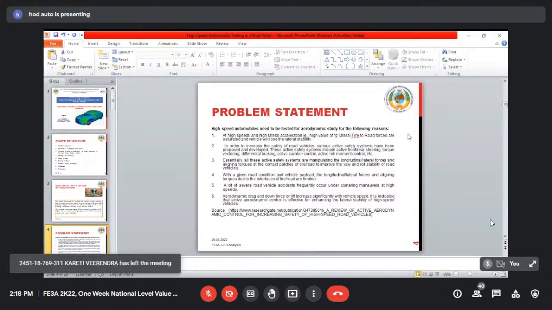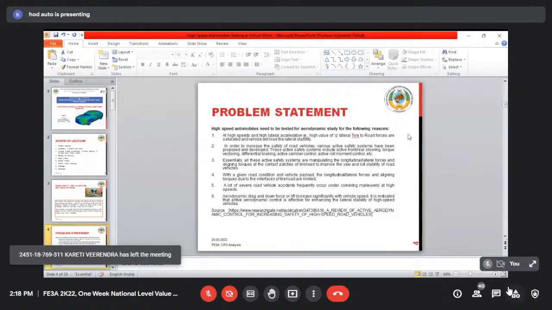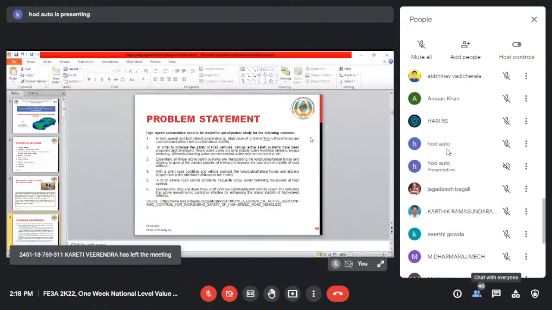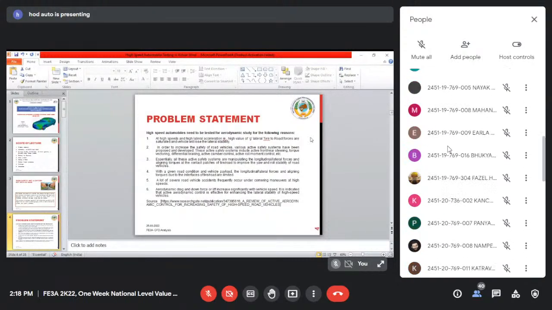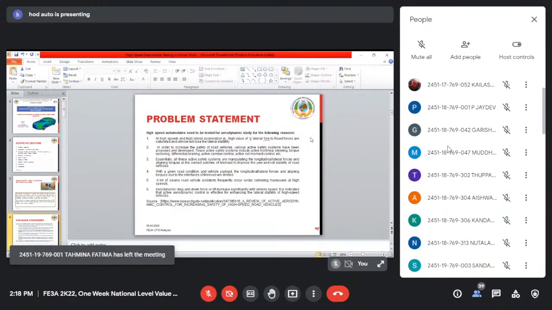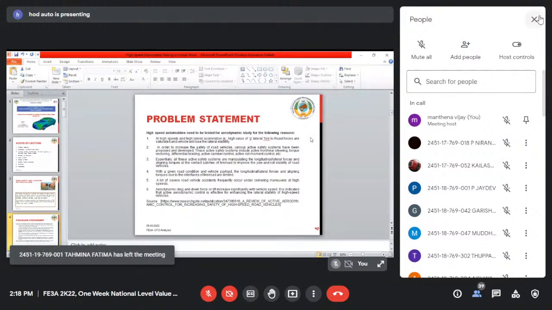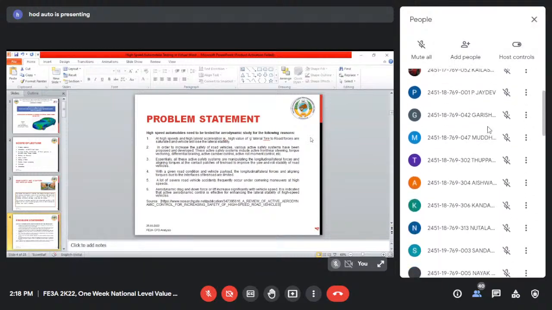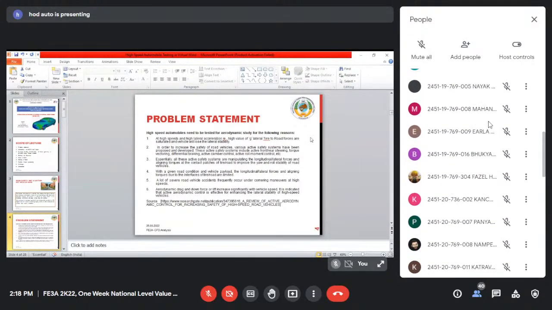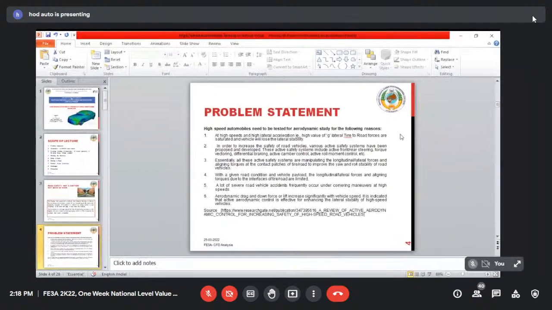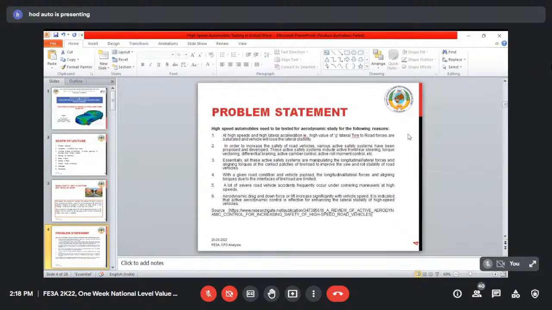You can see that roll instability of it. All these things happen because you are moving at high speeds. So is there any other possibility for us with the aerodynamic testing such that you can enhance the lateral stability of high speed vehicles?